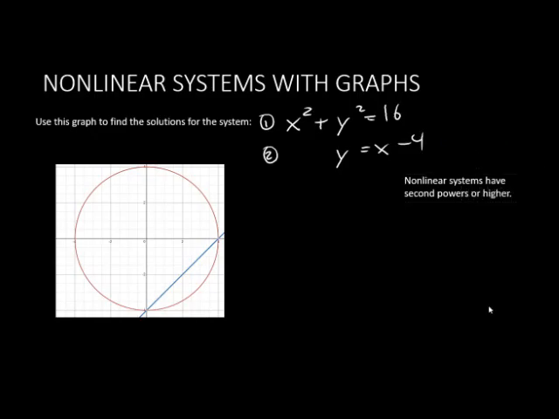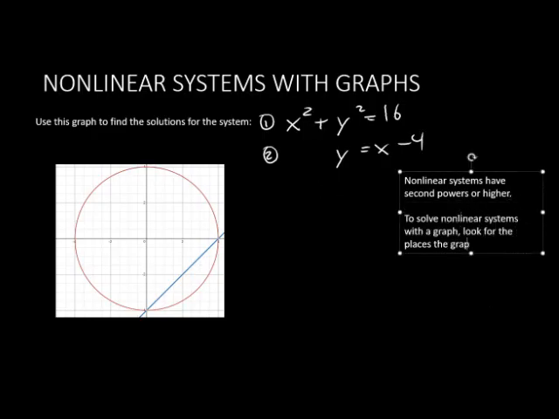Previously, we've done systems of equations that have just x and y, but they were not second power. However, if you have a graph of a nonlinear system, your work is fairly straightforward. We can just read the points off the graph where the graphs intersect. We can see from this graph that there are two places the blue line touches the red line. Those will represent our solutions to this system.